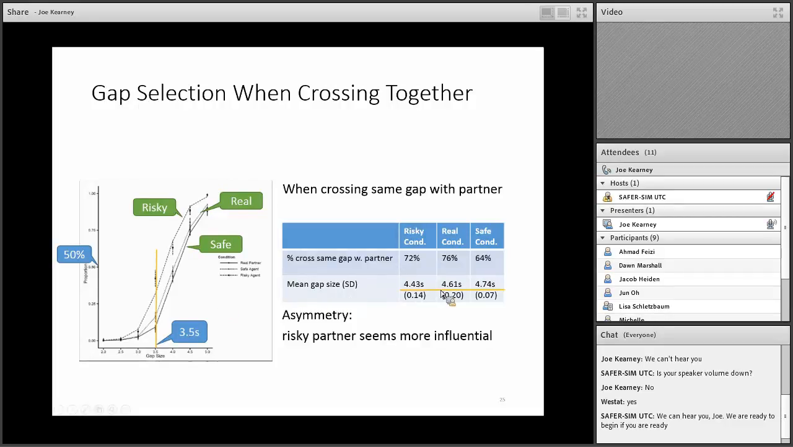One of the things to point out here is the asymmetry in the size of the effect. And we'll see this again in a second. But the asymmetry shows that people are, one, more likely to cross. They cross 72% of the time with the risky peer and only 64% with the safe peer. But also they seem to have a larger influence on the average gap they picked. So with the risky peer, they were more likely to take significantly smaller gaps than with the safe peer taking larger gaps. So it seems like you can more likely convince someone to take more risk than you can convince them to be more safe.